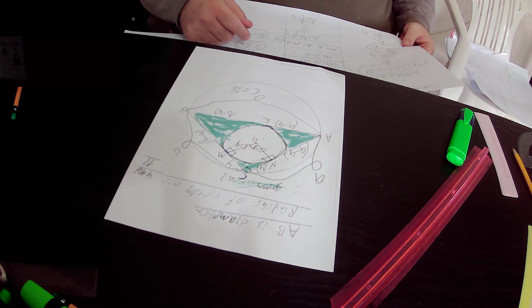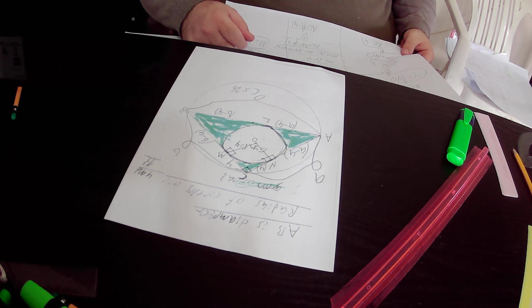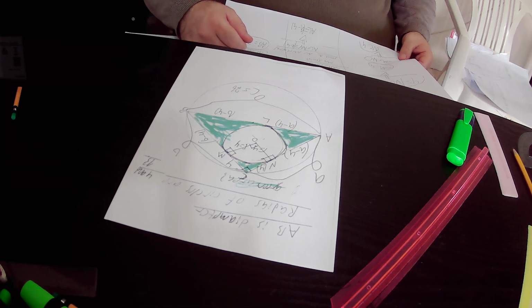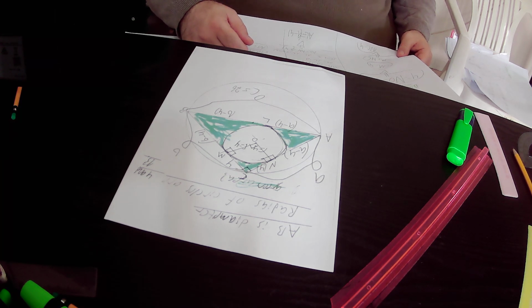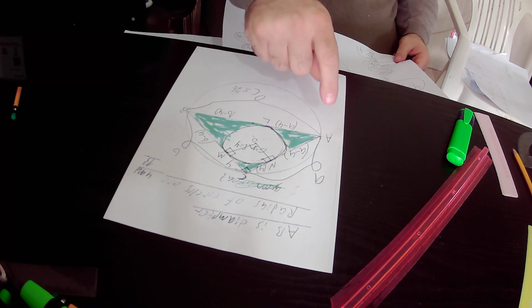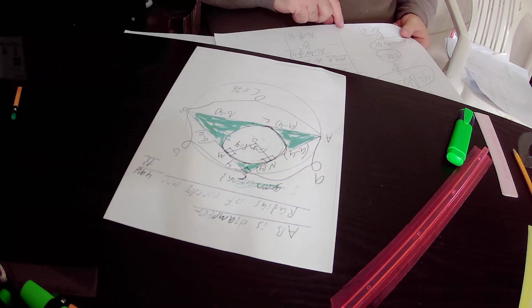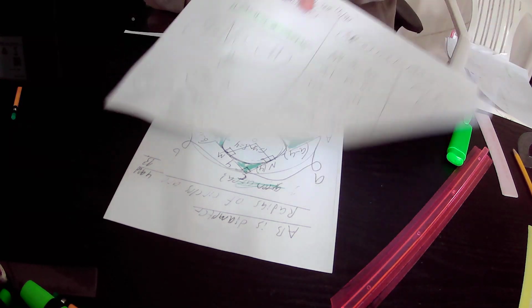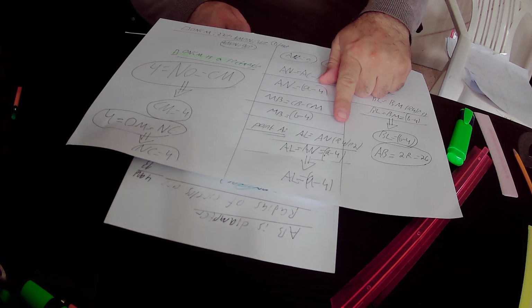Then I presented to you rule number 2. According to rule number 2, the lengths of two tangents from a common external point to a circle are equal. So if we focus on the common external point, point A, from point A we have two tangents to the circle, tangent AL and tangent AN, and they are equal to each other according to rule number 2. AL equals AN.